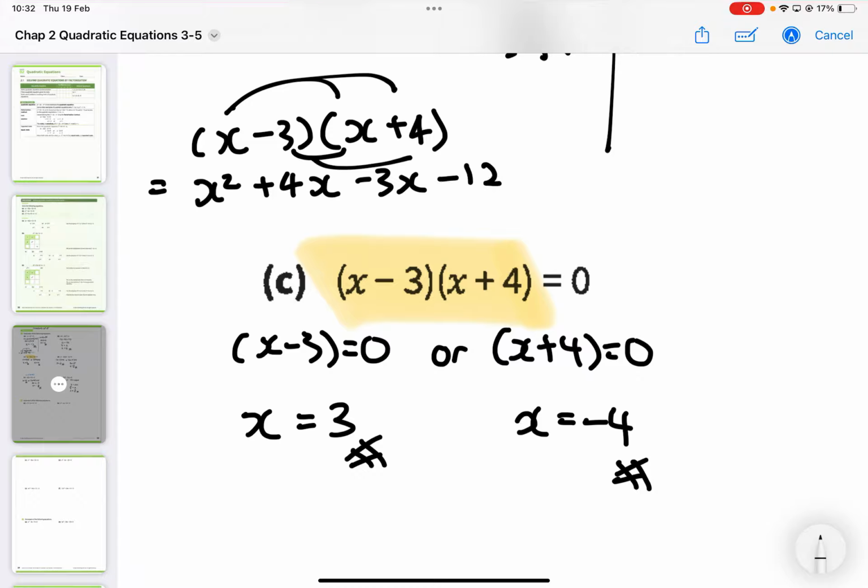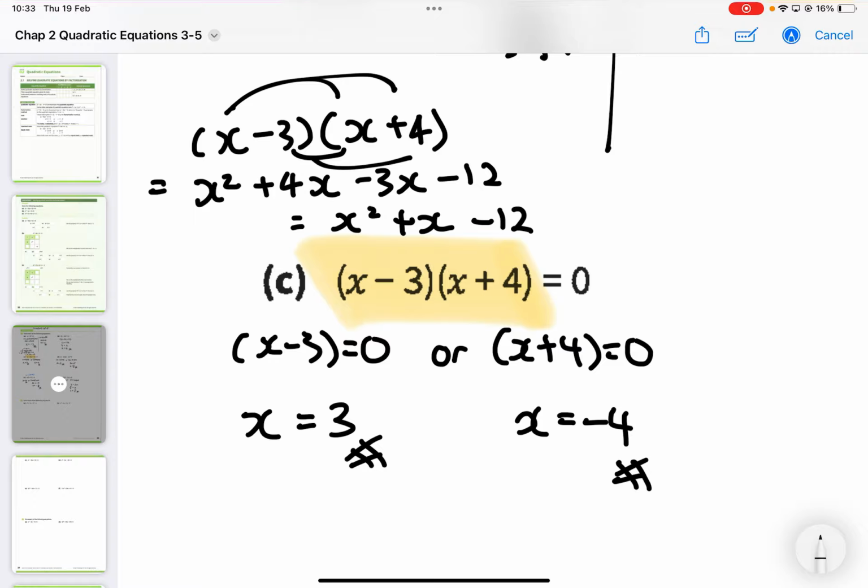Okay? So this bracket, after multiplying, can be written as x squared plus x minus 12. Here, these two brackets multiplied together, I will get this.